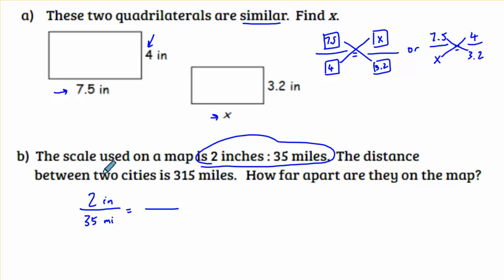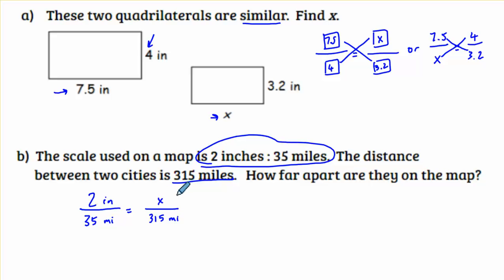So I keep on reading. It says the distance between two cities is 315 miles. Well, I know that 315 has to go somewhere here. It's miles, so clearly it has to go here on the bottom. So 315 miles would go down here, and what's up here is the variable. We don't know. How far apart are they? I'm going to put x.